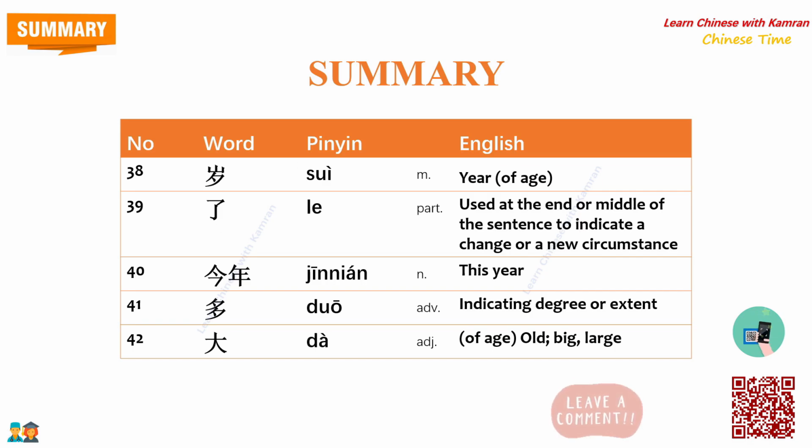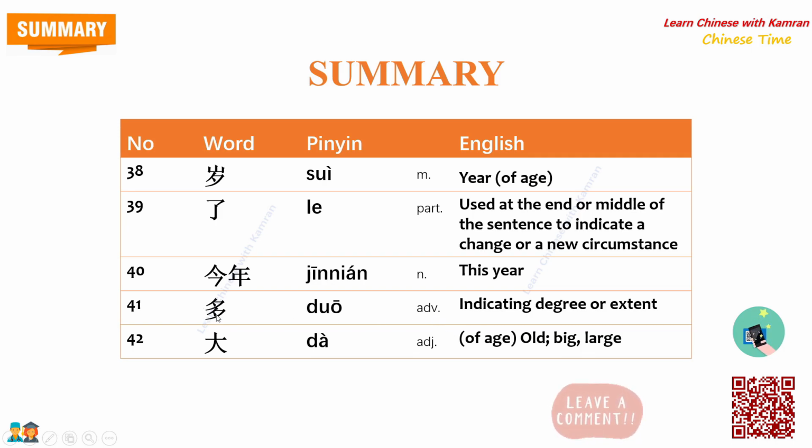Le has a lot of meanings and a lot of usage. We will study it, but in HSK1 you don't need to worry much about le. In HSK1 vocabulary, it just represents a change in circumstance. So if le is used in the middle or at the end of a sentence, it represents a change in the circumstance or situation. And the next word is 今年, this year. Next year is 明年. Last year is 去年. So this is 今年, this year.